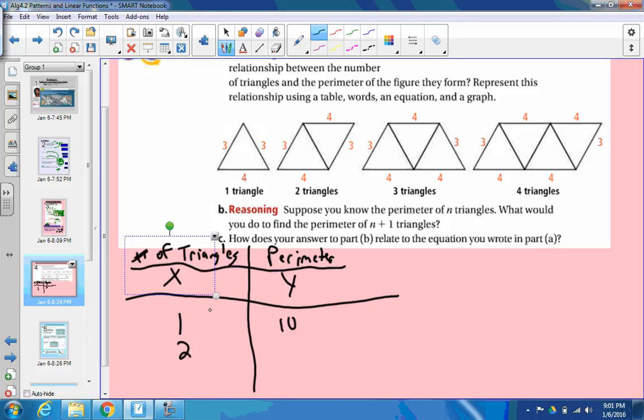Okay, what if we have two triangles? Now this middle side, this side right here, is actually gone because it's covered up. So we just have 3 plus 4 plus 3 plus 4, which would be 7 plus 7, which is 14. So it goes up by 4.